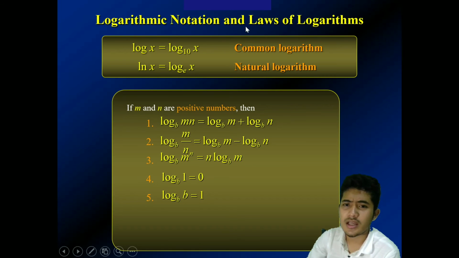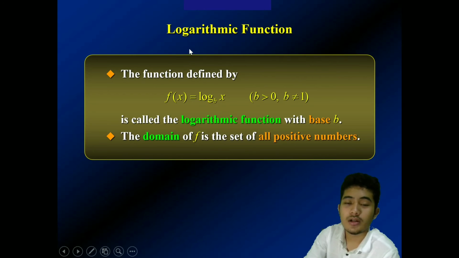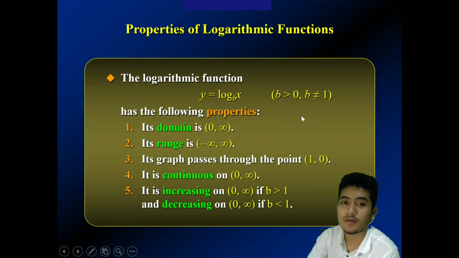Logarithm notation: this is the common logarithm, and this is the natural logarithm. And if m and n are positive numbers, then these are the laws of logarithms. And we get the logarithmic function: the function defined by f(x) equals log of x to the base b, b greater than 0 and not equal to 1, is called the logarithmic function with base b. Its domain is all positive numbers.